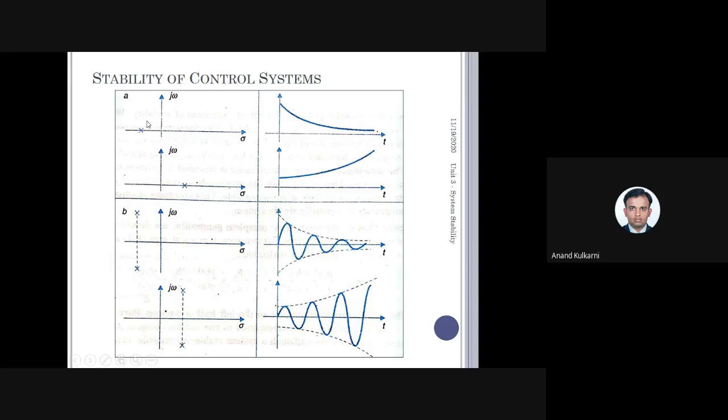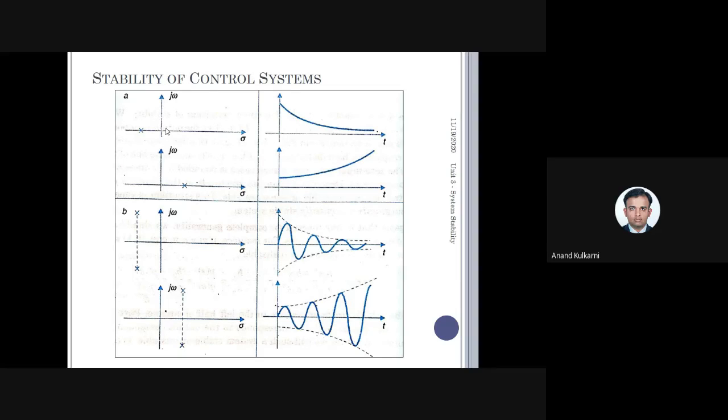It is in the fourth quadrant. In the fourth quadrant, real part is negative, imaginary part is positive or 0. So it is here on the negative real axis. That means there is only one pole here.